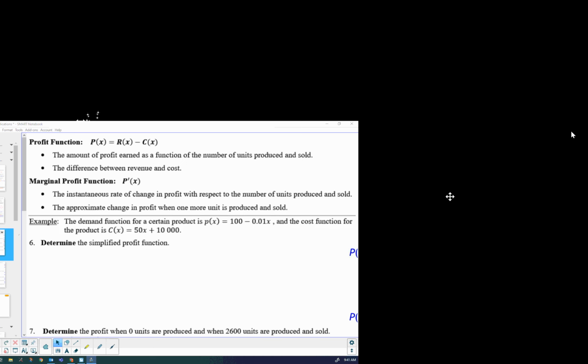Yeah, so here's where you have to be careful. This is uppercase P. Demand function is lowercase p, which is a really lousy letter to use because uppercase and lowercase can look so similar. So make sure you're really careful.